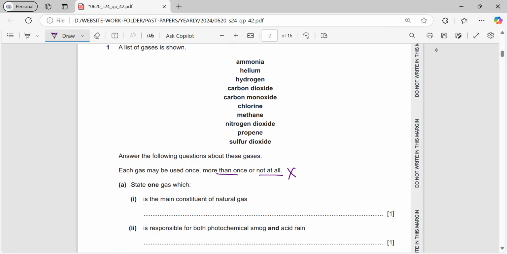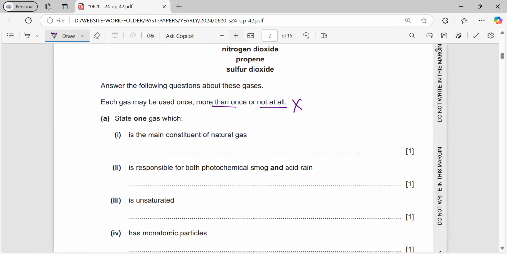State one gas which is the main constituent of natural gas. So one gas which is the main constituent of natural gas is methane. So the answer is methane. Next, which gas is responsible for both photochemical smog and acid rain? I guess it's nitrogen dioxide, which is responsible for photochemical smog and acid rain.